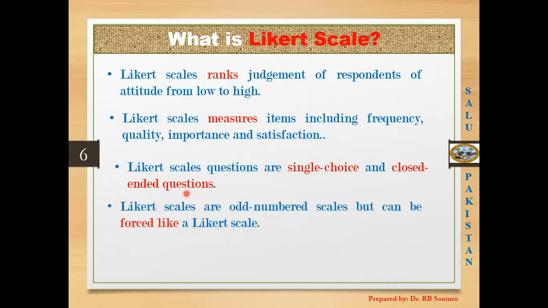Likert scales can be odd number scales or even number scales. If it is an odd number scale, there is neutrality, an option of neutrality. Sometimes you want to remain neutral, neither agree nor disagree. So in the Likert scale, especially in the odd number, the neutrality option is available, whereas in the case of an even number, the neutrality option is not available. An even number scale we can call a forced Likert scale.